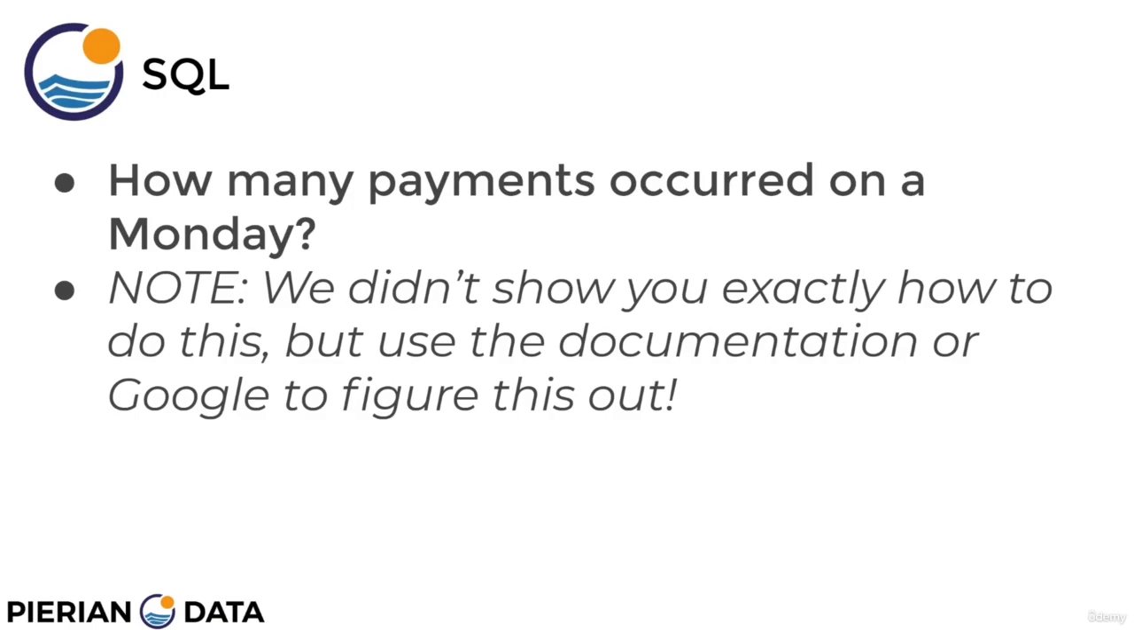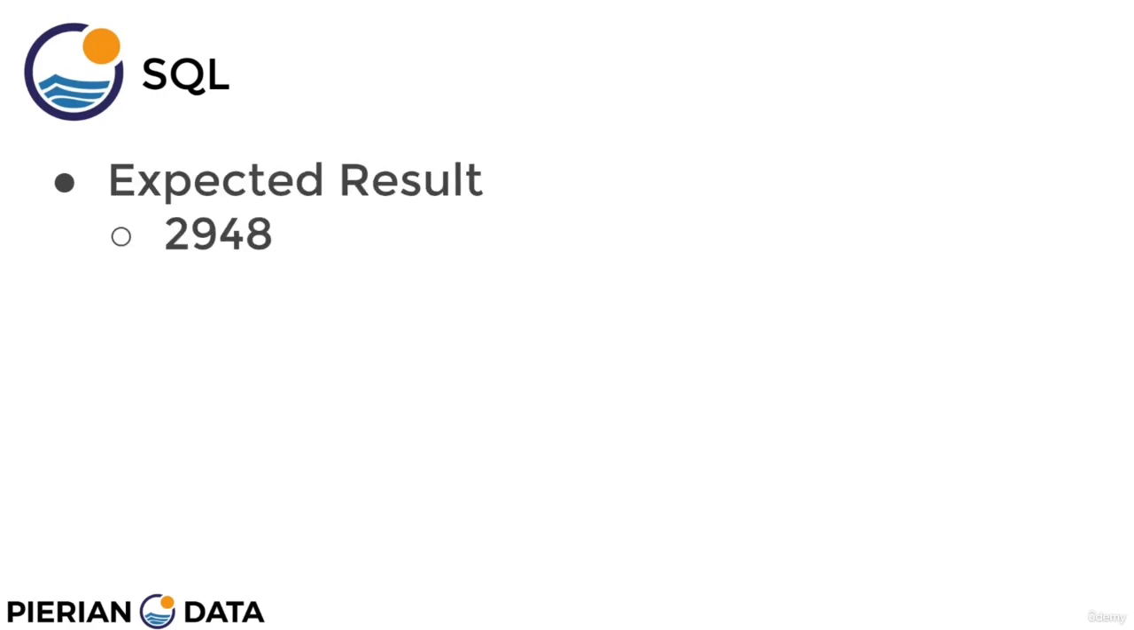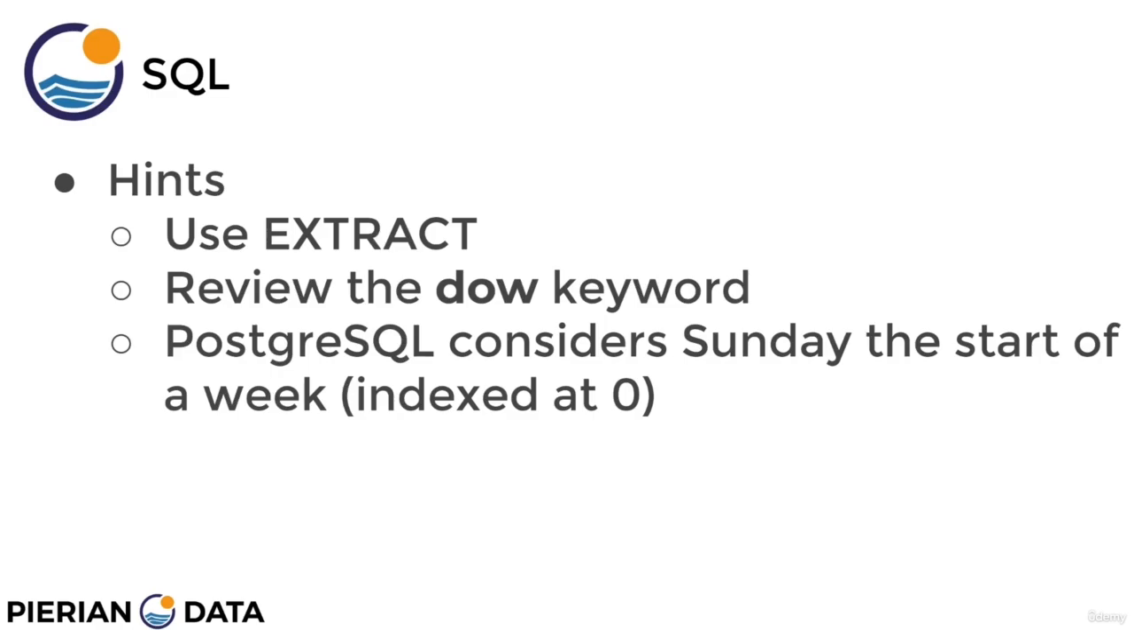And here is the expected result. So the expected result is 2,948 payments occurred on a Monday. And then here come some hints. So the hint is for this one, I would recommend using extract. And if you're stuck on what the keyword is for day of week, I would tell you to search the documentation or Google around for DOW as a keyword. And the last thing to consider is that PostgreSQL considers Sunday as the start of the week, and it's indexed at 0. So 0 corresponds to Sunday, and then 1 corresponds to Monday.